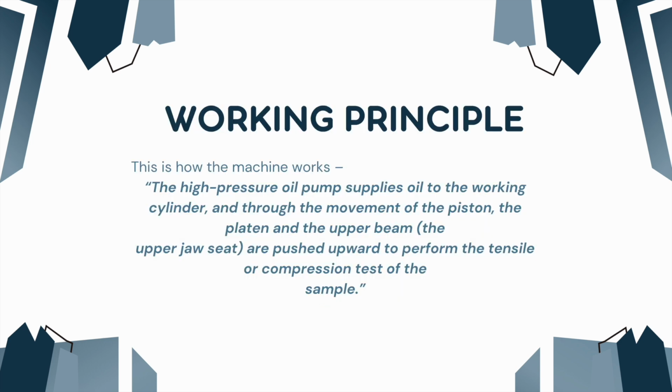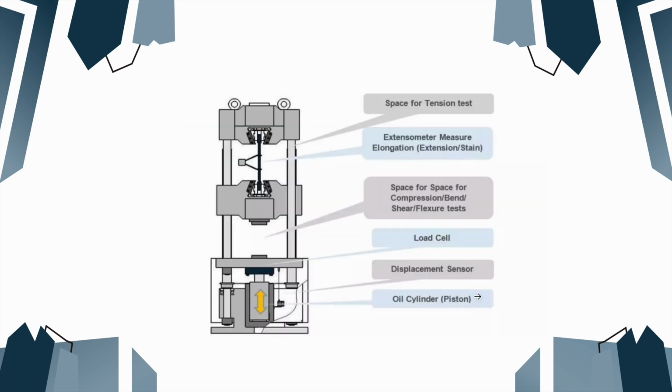So coming to the working principle, I'm going to discuss the hydraulic UTM in depth. And this is the definition of the hydraulic UTM. The high pressure oil pump supplies oil to the working cylinder, and through the movement of the piston, the platen and the upper beam, the upper jaw set, are pushed upward to perform the tensile or compression tests of the sample. This is the specimen, the space for tension test and space for compression, bend or shear or fixture test, as I have discussed, and this is the load cell, and this is the oil cylinder I'm talking about.